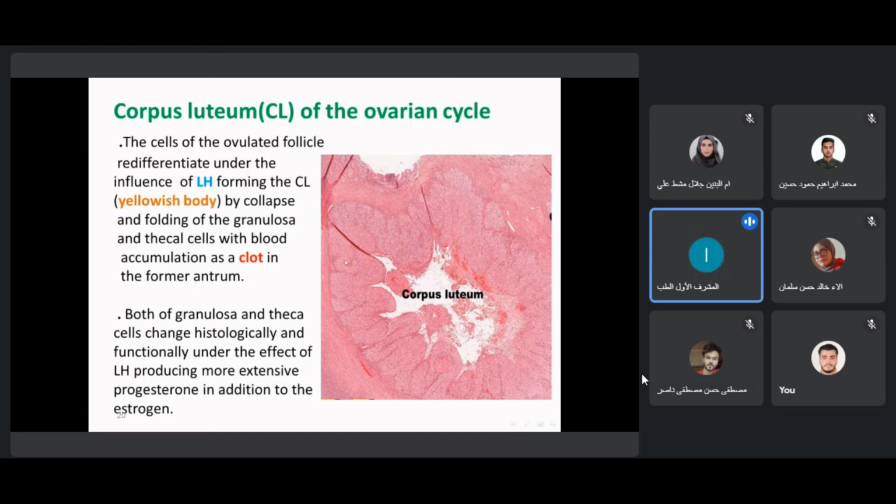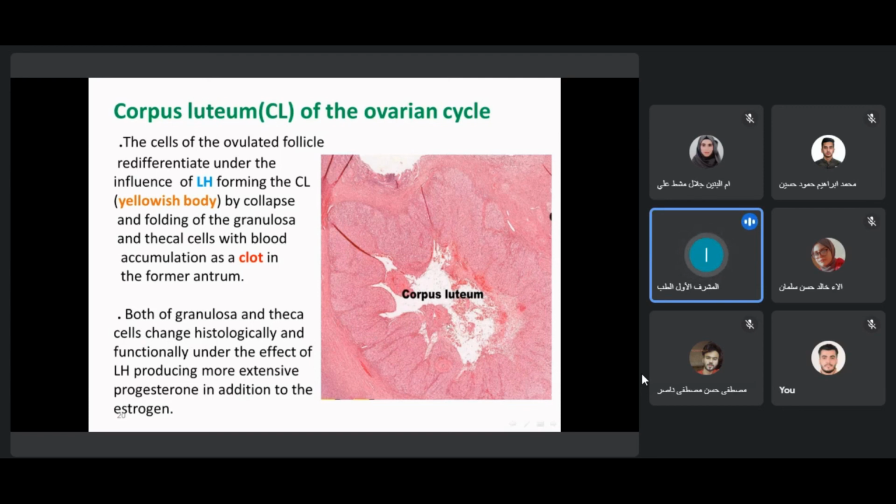The granulosa cells here will increase much in size, and we can see here great folding and thickening of the wall of the corpus luteum, with formation of a blood clot at the cavity of the former antrum.